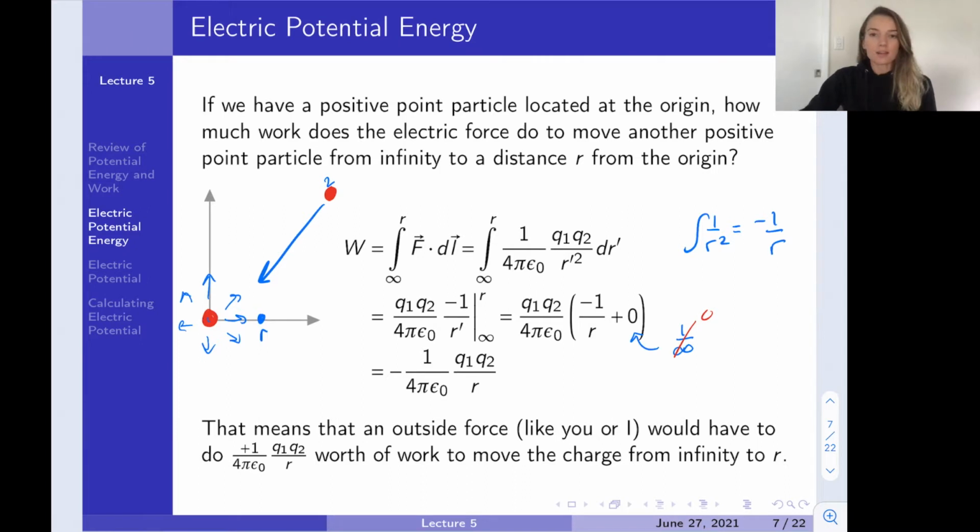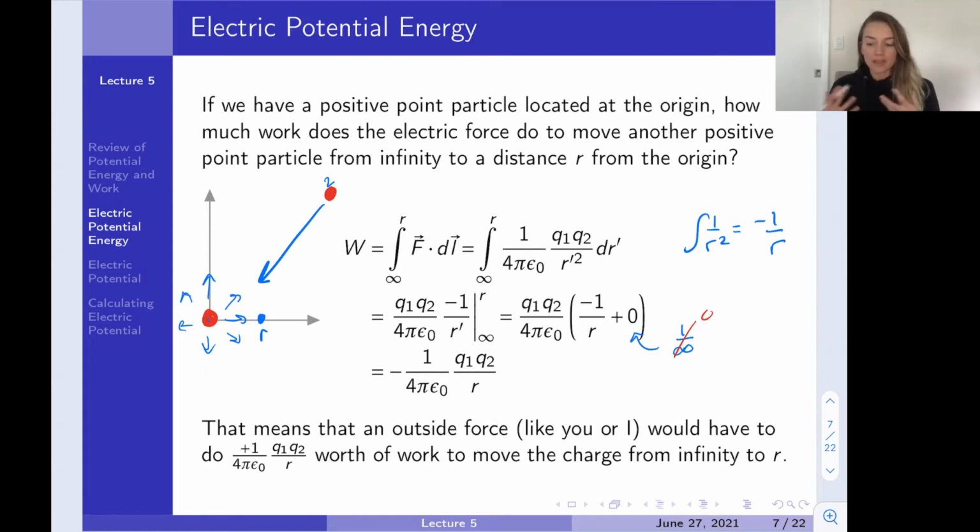So this integral ends up being, we have the negative here, it's just negative 1 over 4 pi epsilon naught, Q1, Q2 over r. So this is the work done by the electric force if this particle here moves towards this particle against the electric field created by this particle at the origin.